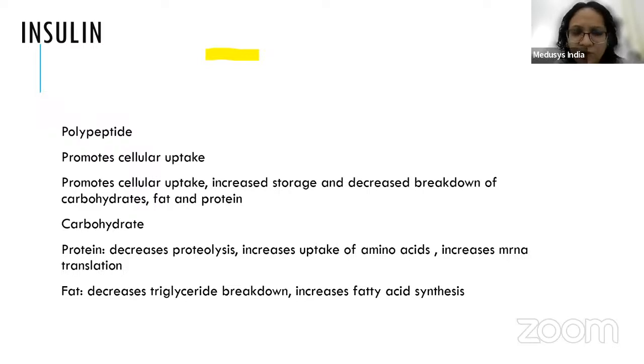Yes. So we have to talk everything regarding it. It promotes uptake, storage, and decreases breakdown of all three, as it is an anabolic hormone. And then you can talk in different ways. Okay.